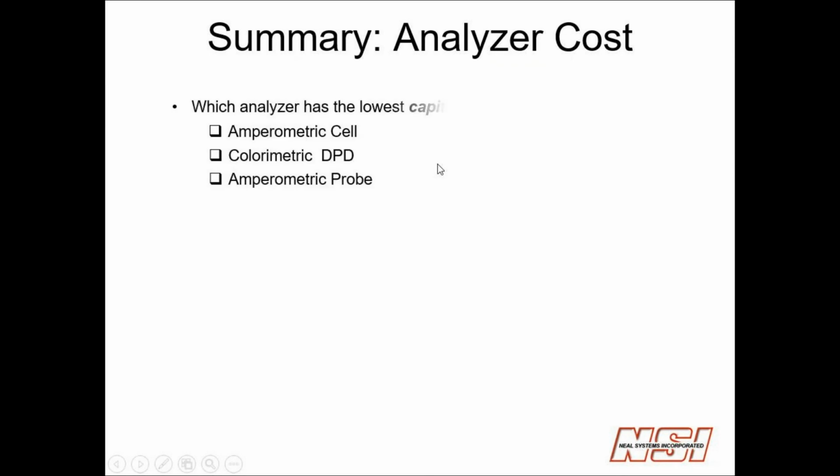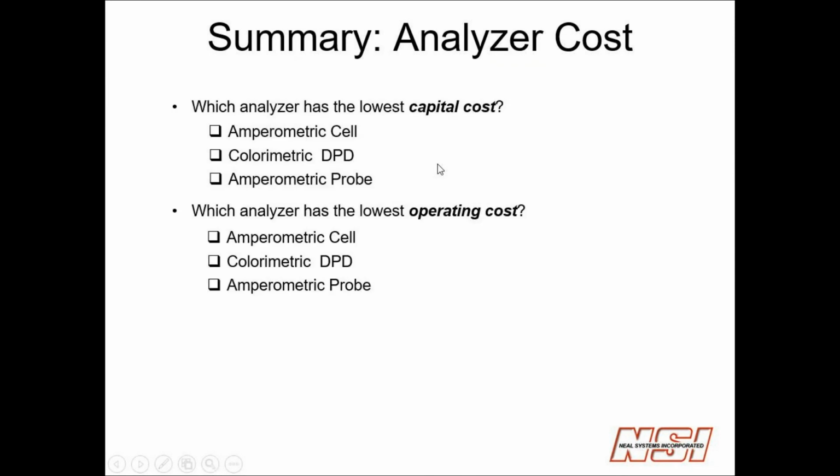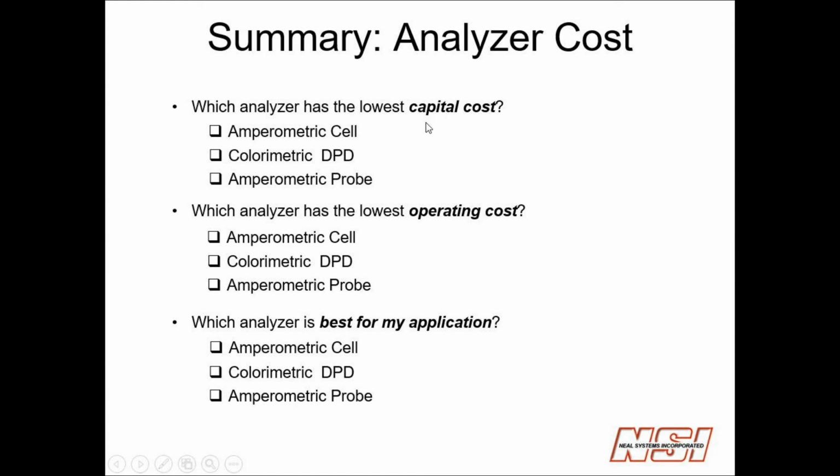So let's look at the summary here of the different costs. Which analyzer has the lowest capital costs? The Amperometric Probe type analyzer. Which analyzer has the lowest operating cost? Would be the probe as well. And which is your best for application? Amperometric Cell type analyzer, wastewater. Colorimetric DPD analyzer, clean wastewater or water, mostly water. Amperometric Probe type analyzer, water only.